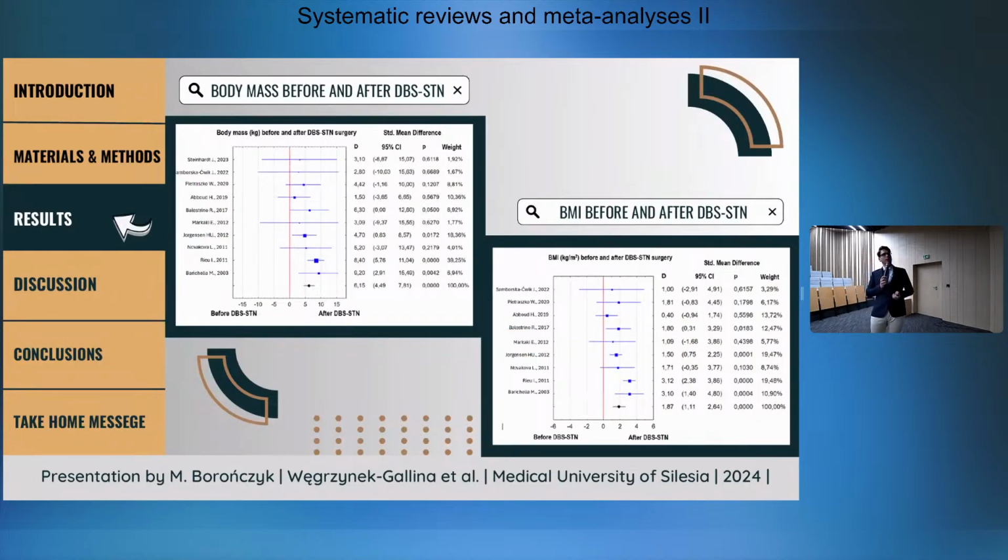And here you can see the results of the meta-analysis part. At the left side, there is a forest plot of body mass before and after DBS. And as you can see, we proved a significant increase in body mass by a mean of 6.15 kilograms. And at the right side, the forest plot of BMI before and after DBS. And you can see a significant increase by 1.87 kilograms per square meter.